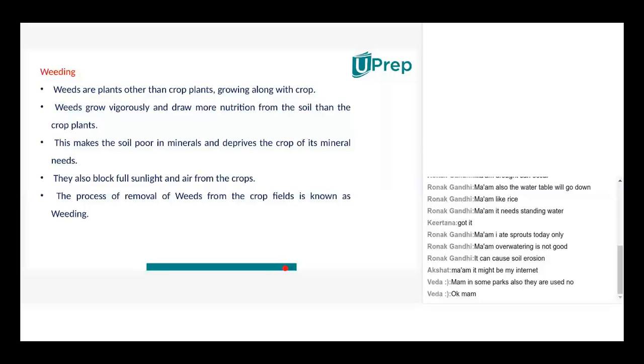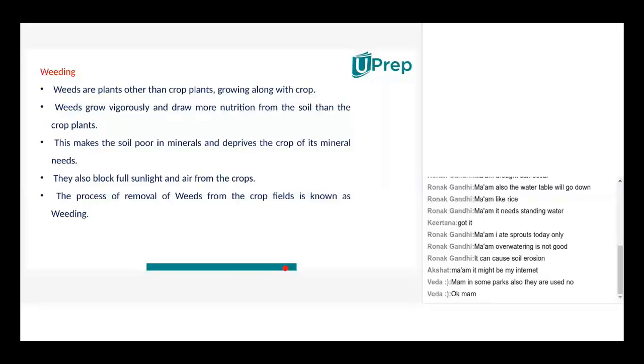Akshat, can you please read out the first 2 points? Weeding. First point: weeds are plants other than crop plants growing along with the crop. Point number 2: weeds grow vigorously and draw more nutrition from the soil than the crop plants.